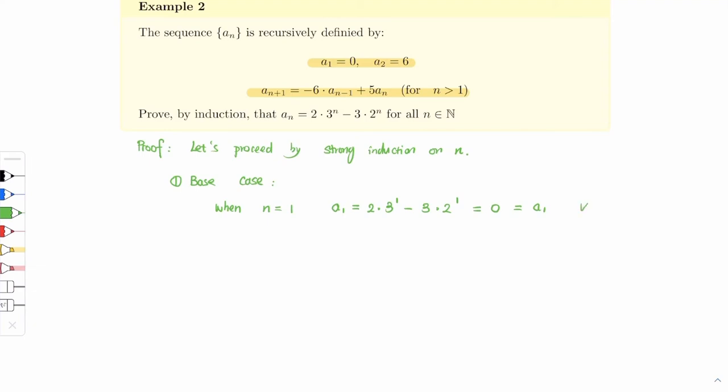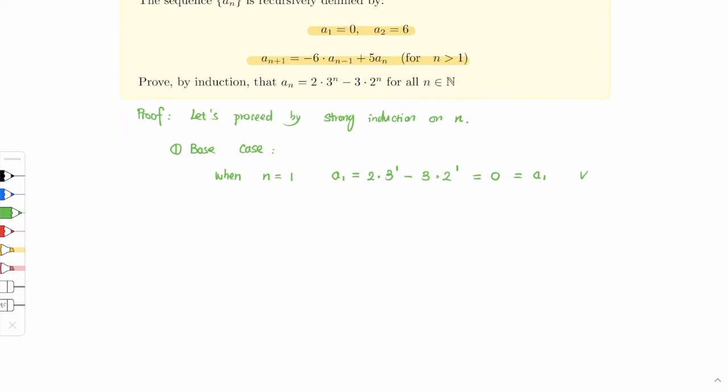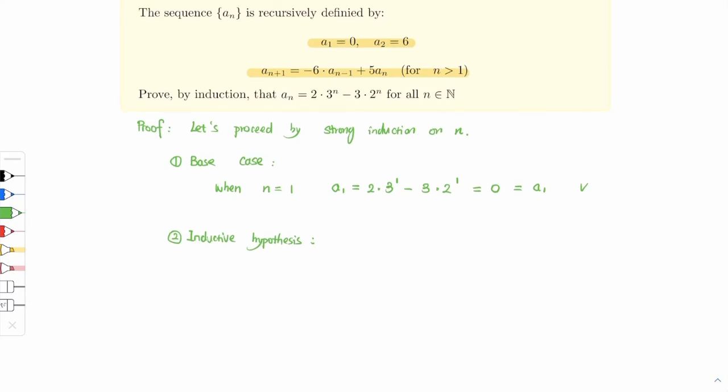Now, some of you might ask, how do I know if I need 1 or 2 base cases? Let's suppose we don't know. Let's just do the next step, the inductive hypothesis. Actually, let's suppose we don't know we need to use strong induction. I'm just going to write normal induction.